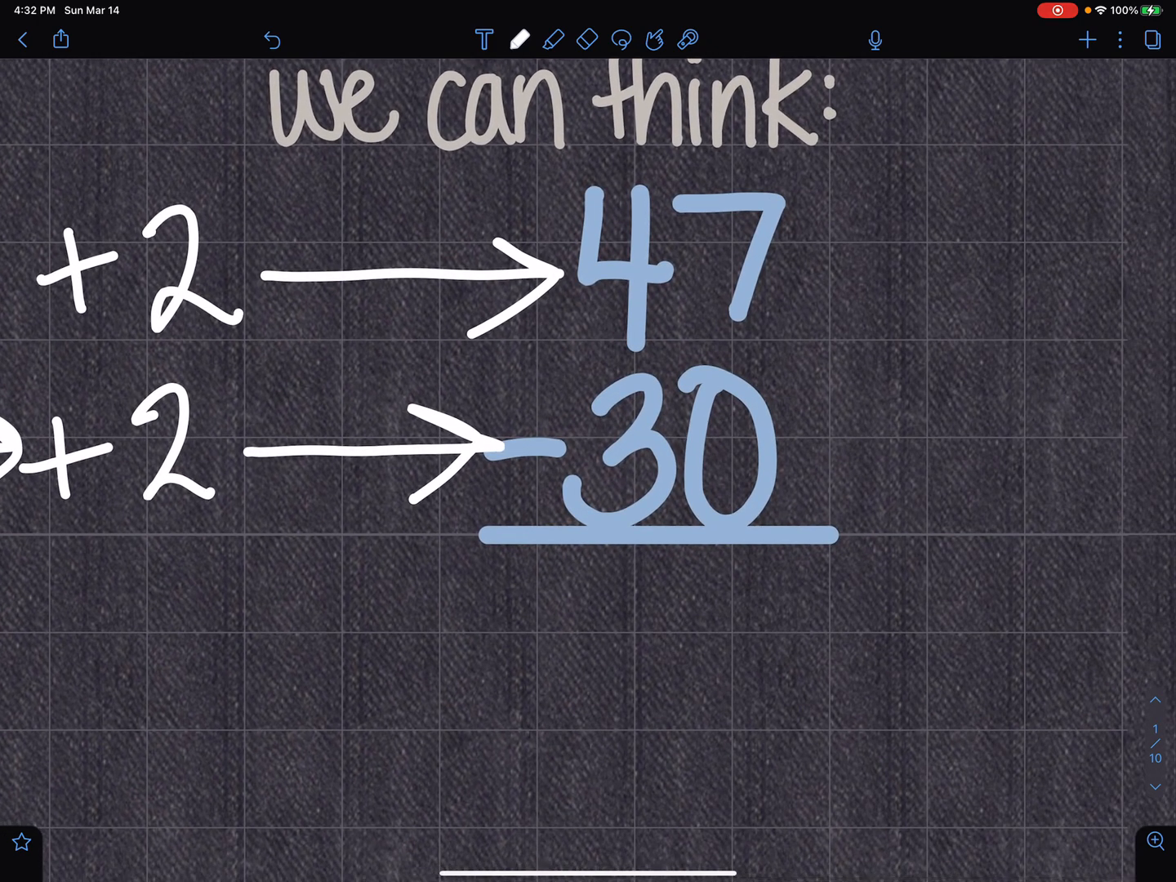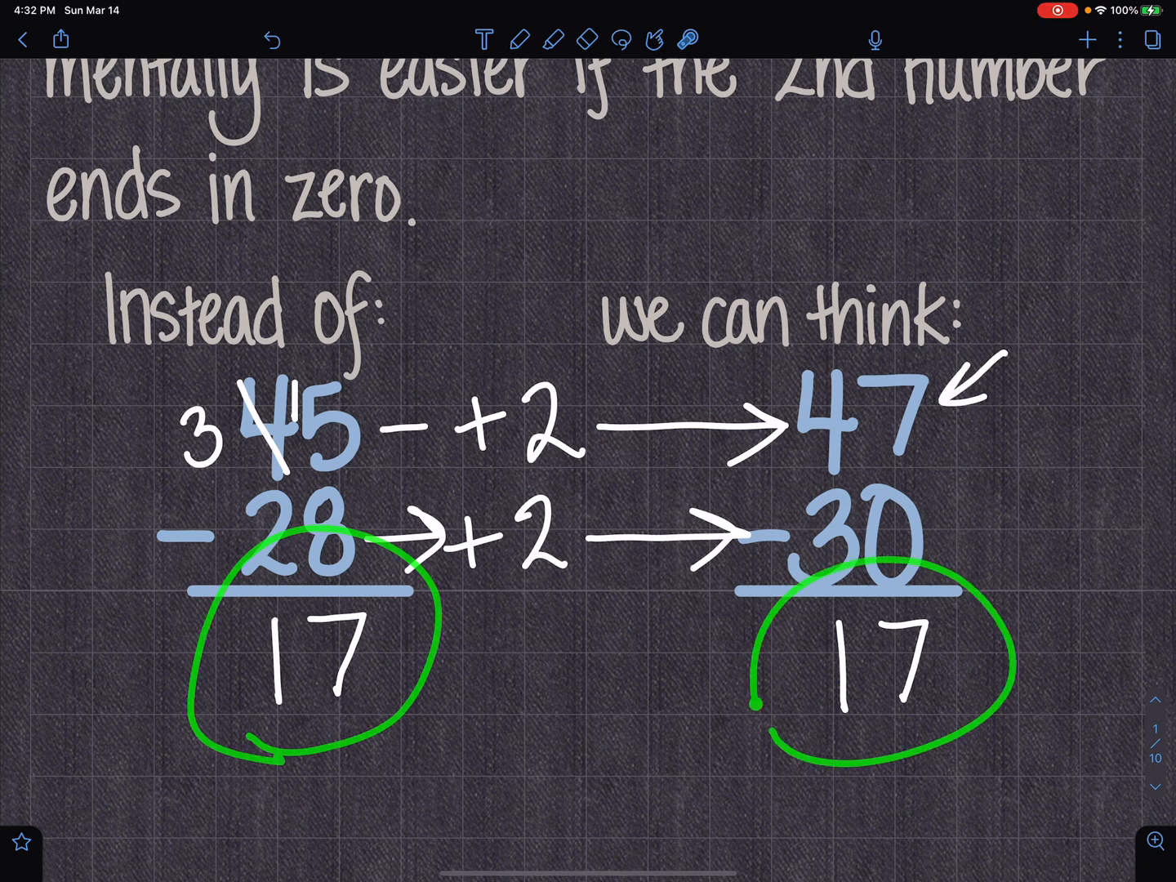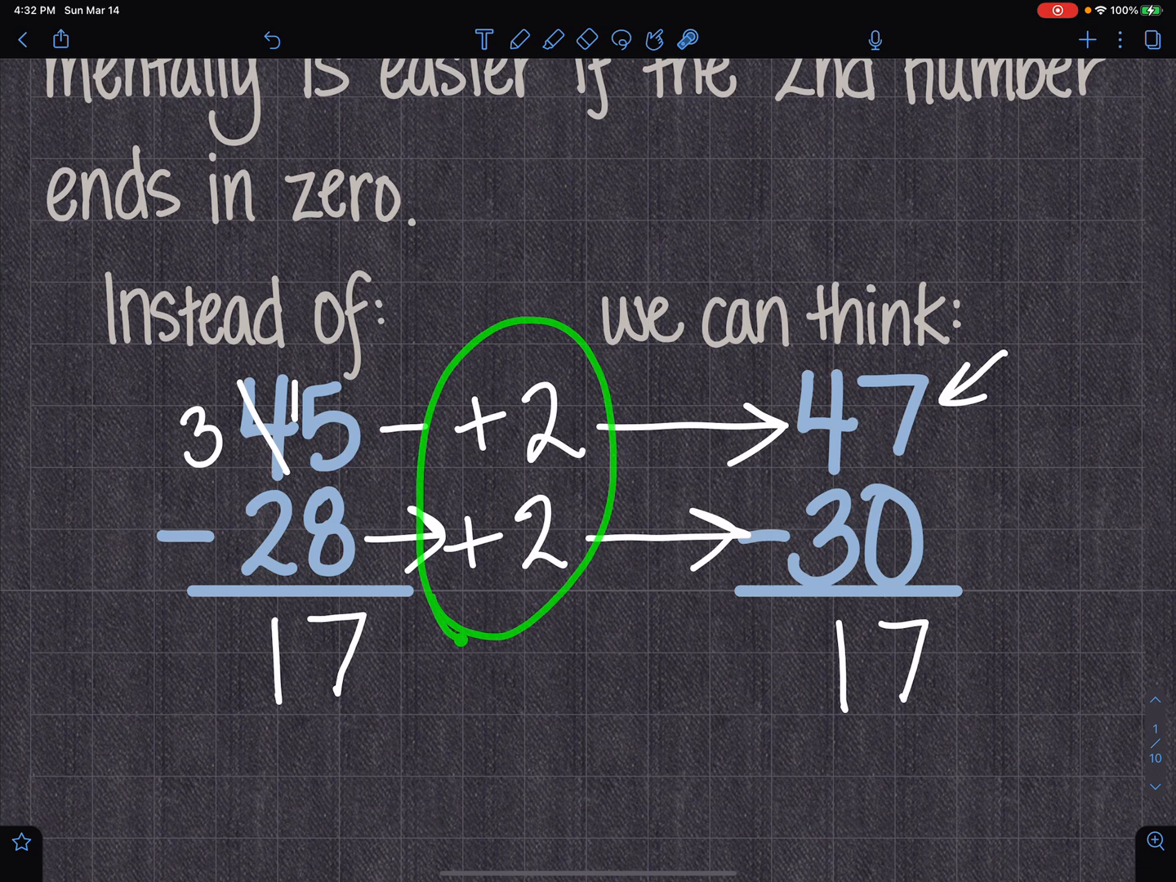47 minus 30. So let's subtract the ones place first. So 7 minus 0 is 7, and 4 minus 3 is 1. That was definitely easier. And look, we got the same answer. We got 17 here and 17 here. So as long as we do the same thing to both of the numbers, adding 2, the difference between the two numbers is going to be the same.